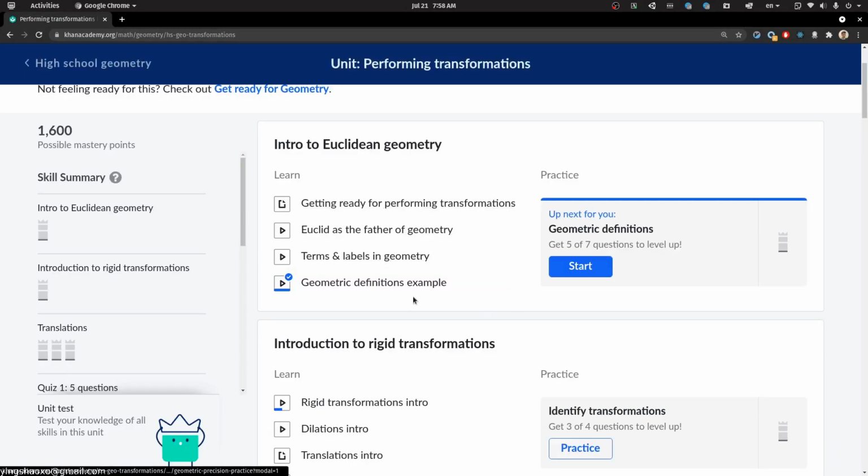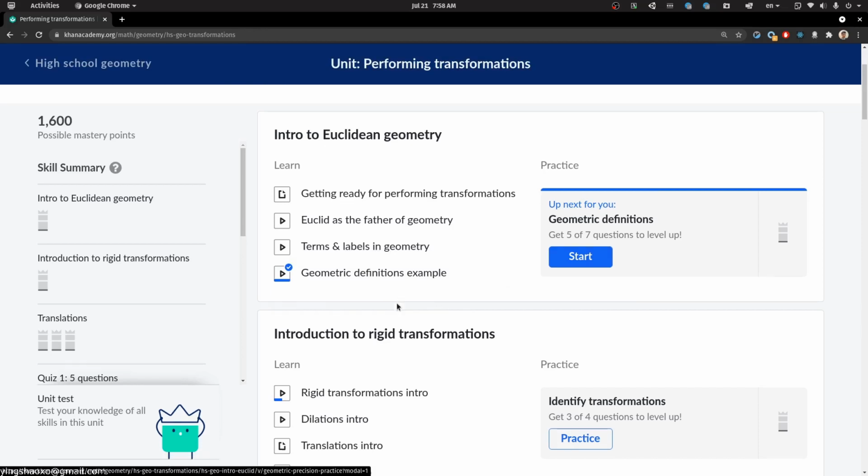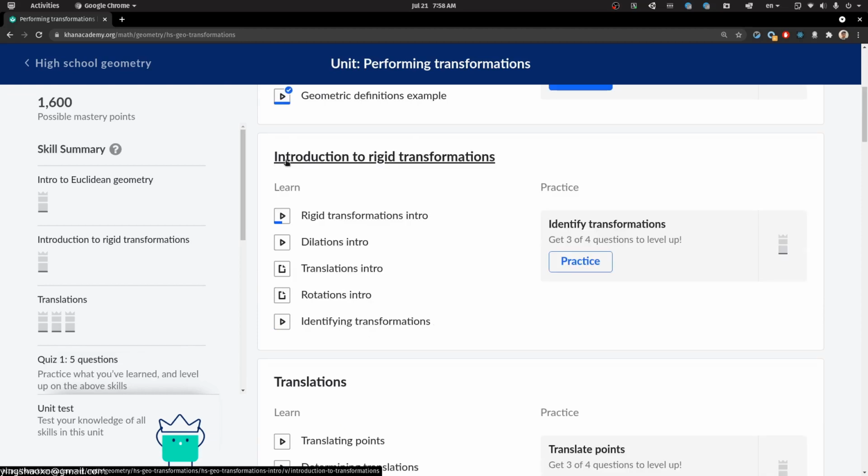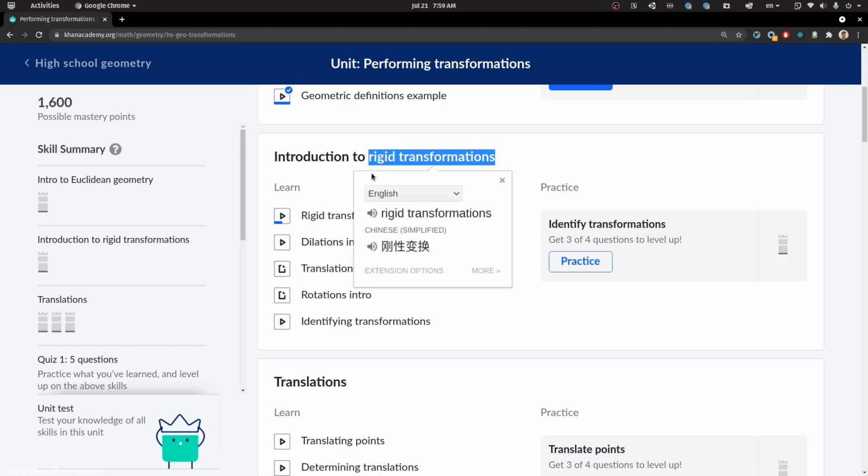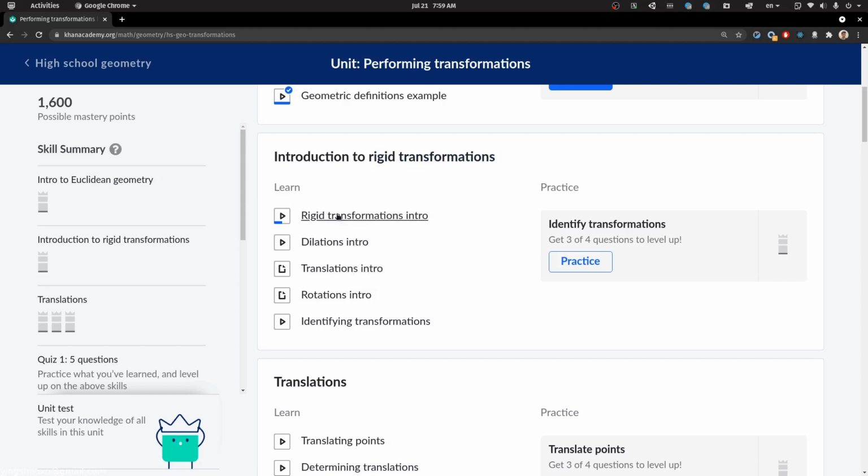So by doing this kind of exercise or learning, we could easily master those mathematics concepts without hard understanding problems. That's good. Then we're gonna do an introduction to the rigid transformation. I know the meaning of transformation, but I don't know the word rigid. Rigid transformations. Let's get into it.